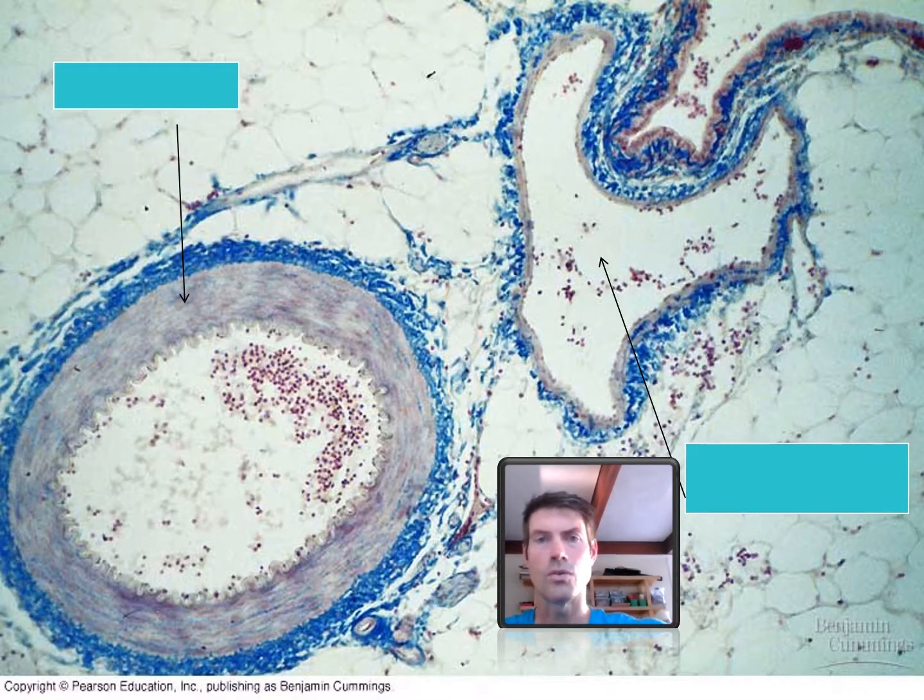This is a cool image. You can just see the difference. You'll notice the veins are often, you kind of think, oh, it's a big circle, but look how collapsed it is. That's because it has a much thinner layer of tissue surrounding it. So it gets kind of smashed around by the muscles, whereas the artery really keeps its structure. The vein.